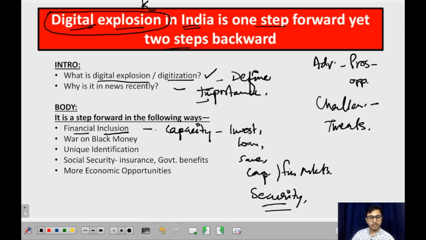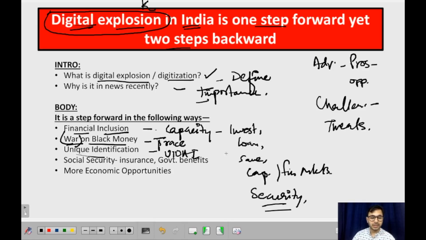The next step forward that digital explosion has brought to India is a war on black money. Digital transactions always have a trace, always have an origin, and it's easier to find out where the money originated from, what was the purpose of the money, was it black money or white money, was it legal or illegal money. So digitalization and digital explosion has certainly thrown open a war on the entire issue of black money, on the entire generation of black money or parallel economy in our country. The third one is unique identification, very very important.